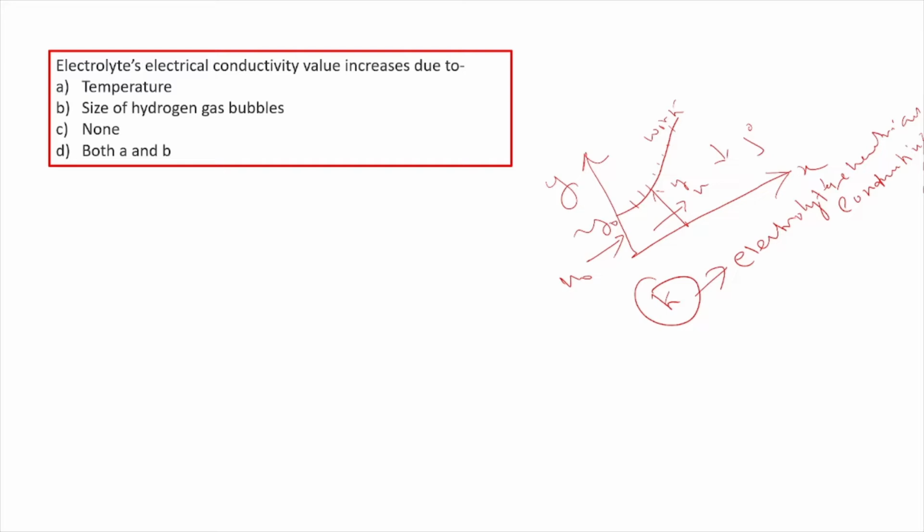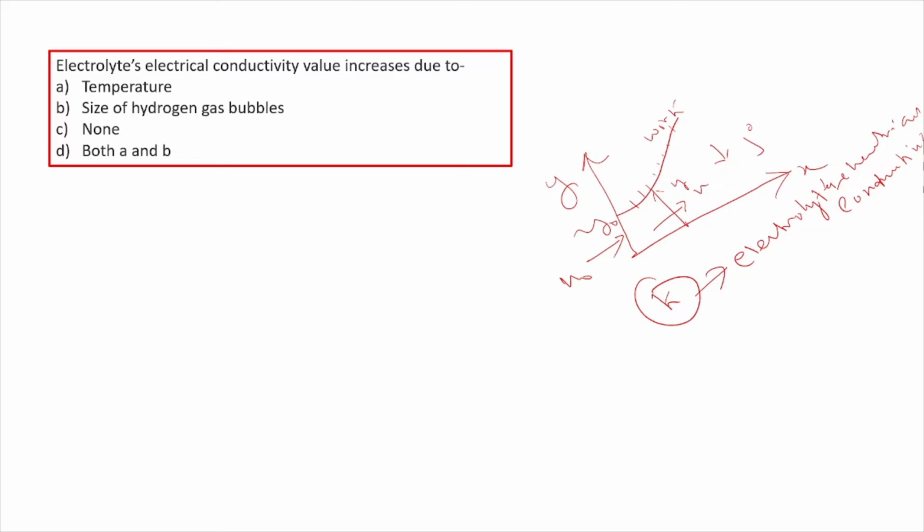As that gap increases, the current density decreases, and decreasing current density means the machining rate will also decrease, which means the material removal rate will decrease. So the inter electrode gap plays an important role in the ECM process: if we increase the inter electrode gap, the current density decreases, the machining rate decreases, and the MRR decreases too.